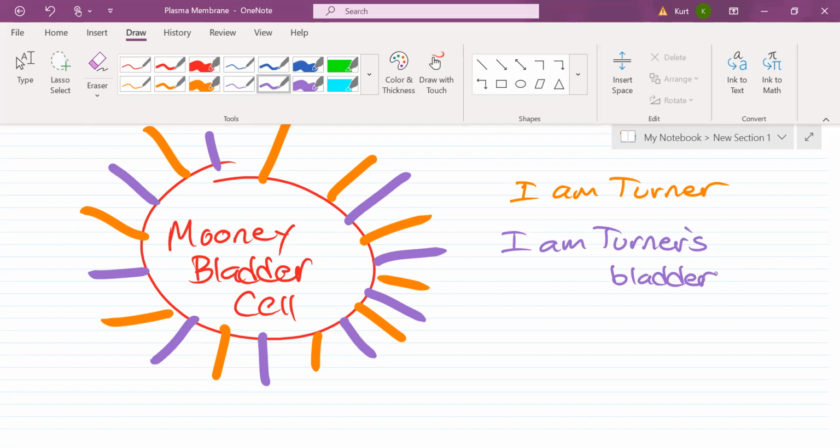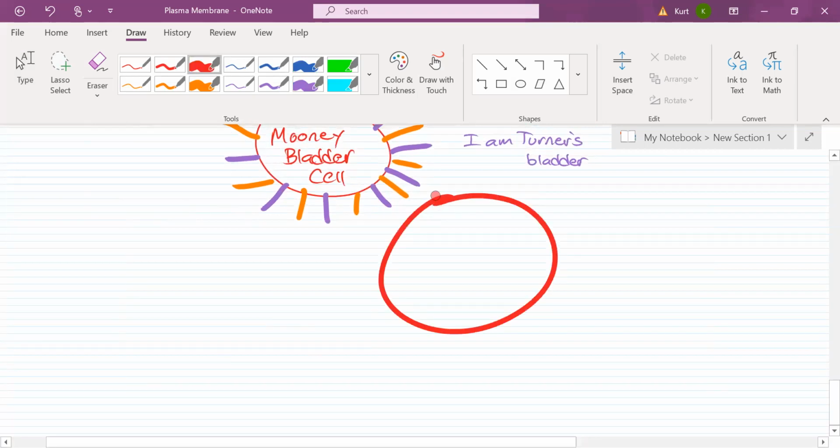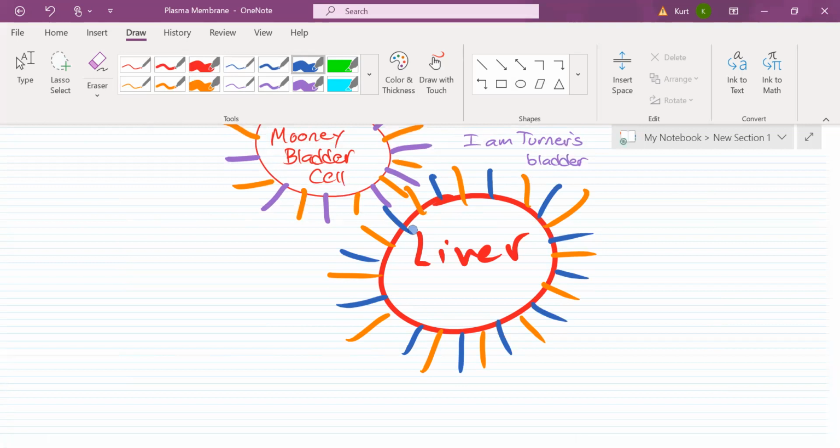But every so often, you actually get cells of one body part that grow in a different body part. So let's say that right next to his bladder cell is a liver cell. It's called the hepatocyte. And this has the orange projections that say, I belong to Turner. But it has these blue projections to say, I belong to Turner's liver. And so the white blood cell is going to approach this cell and say, prove to me that you belong in this body. It can prove that. Okay, prove to me that you belong in this part of the body. I'm in the wrong place.